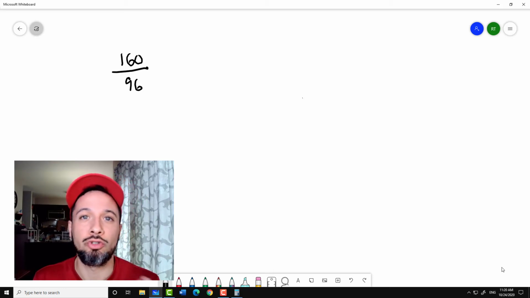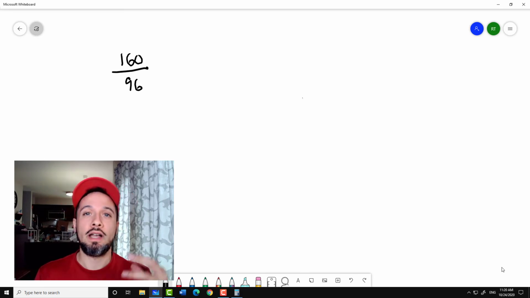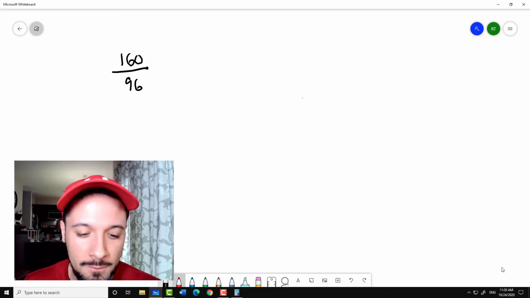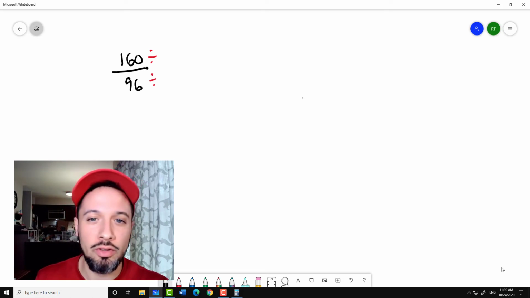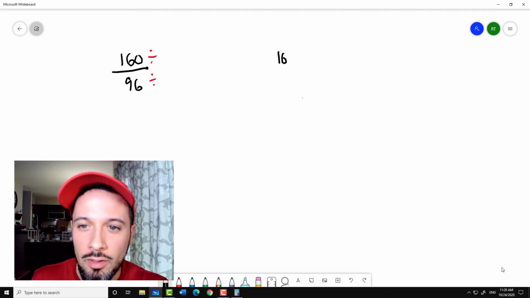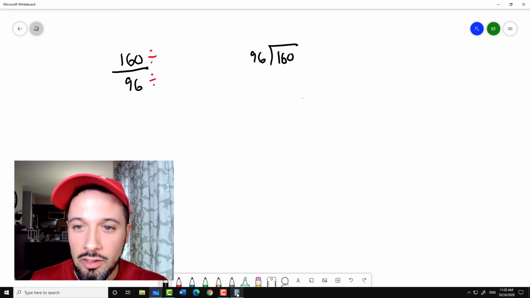In other words, they might ask you in the directions to simplify the fraction or to reduce the fraction, which means find the biggest number you could divide each of these by. So that's what I'm looking for. What can divide into 160 and 96? So I'm going to use the Euclidean algorithm again. So I take the bigger number, divided by the small number, 96. And if you need to use the calculator, you can, right?